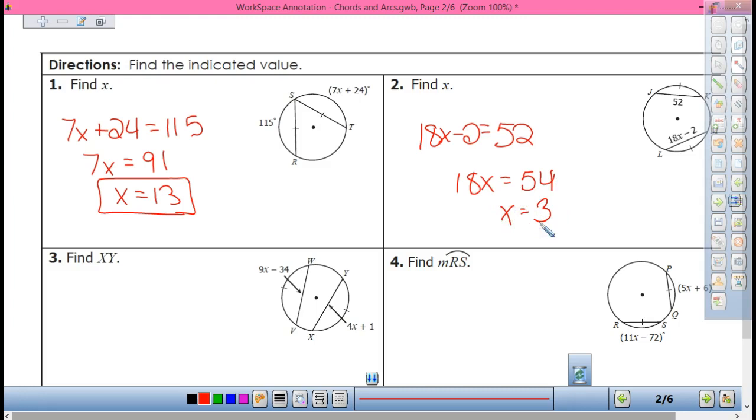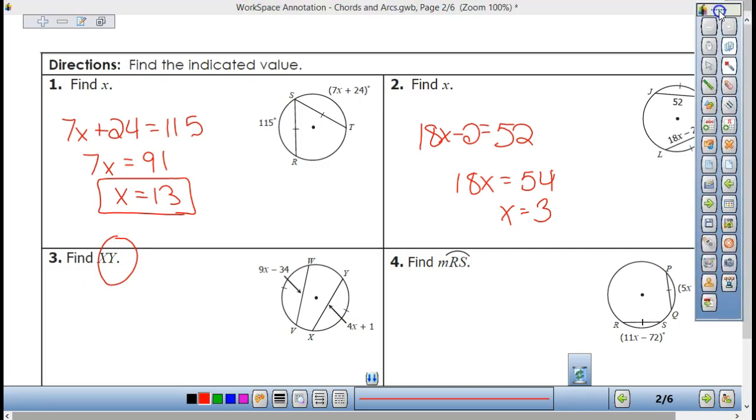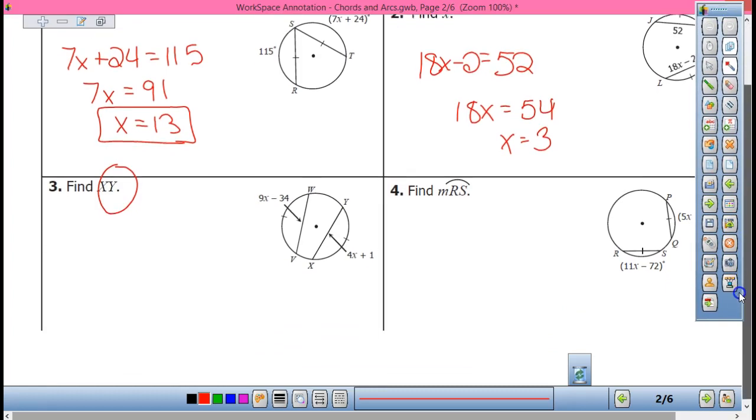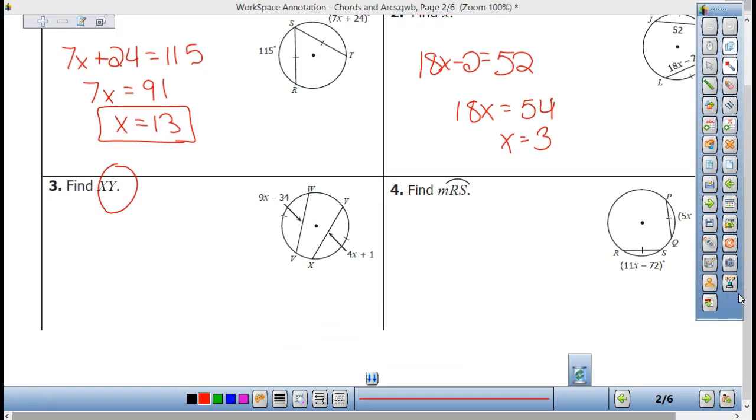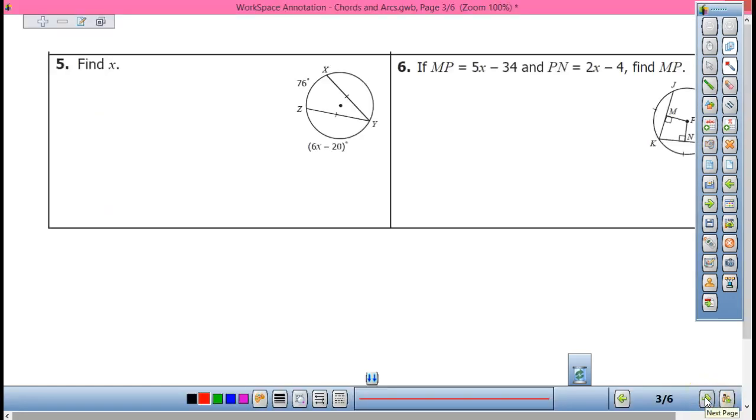Okay, now be careful. Sometimes your directions are asking for x. Sometimes your directions are asking for xy. If it's asking for xy, what do I have to do with my x? Yeah, we just have to plug it in. Okay, this one, same thing, asking for RS. All right, let's get to some harder ones.